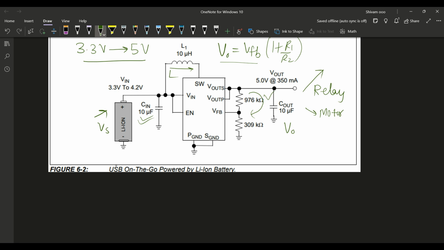We can also convert 5 volt to 12 volt. What we have to do is just change the values of R1 and R2, and take care of the capacitor ratings and inductor ratings accordingly. So just by changing these parameters, we can have any output voltage from the given input voltage.